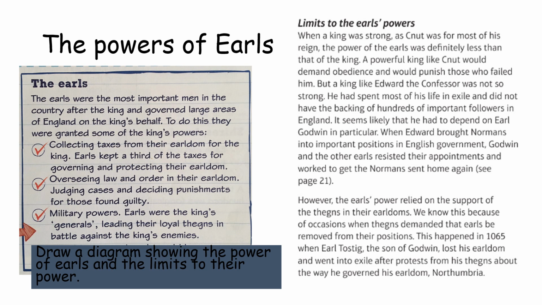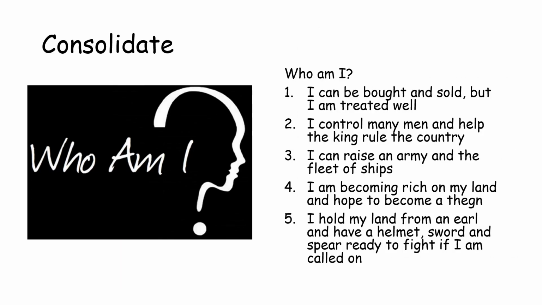So a bit like we just had for King Edward, can you put some of these in pictures? So draw a stick man for an earl in the middle, and we've got powers on one side and limits on the other. So again, pause the video while you do that. And then the final task, to consolidate for each of these statements, who is speaking, so which kind of person in Anglo-Saxon England would say these things.